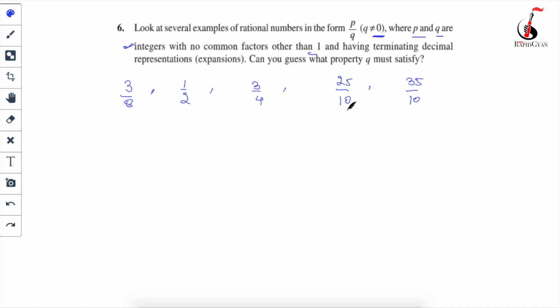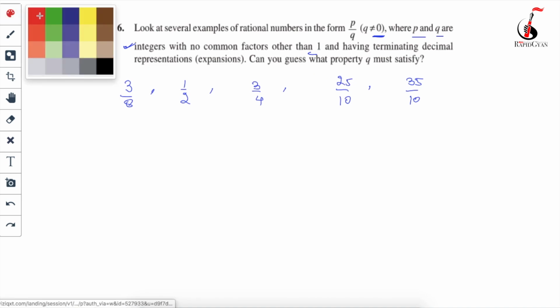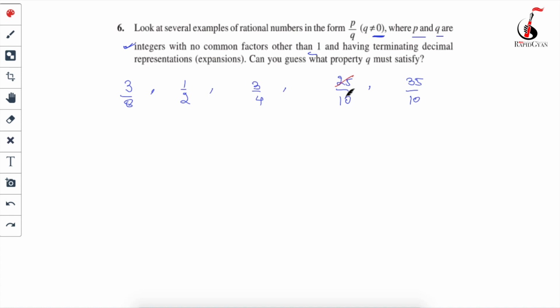In 25 by 10, yes, 25 by 10 is having some common factor. What's the common factor? The common factor is 5. So if I further divide the numerator and denominator by 5, what will I get? I will get 5 upon 2, correct? This is also having a common factor 5, so if I further divide it, I will get 7 upon 2. So now you can say 5 by 2 and 7 by 2 are not having any common factors.